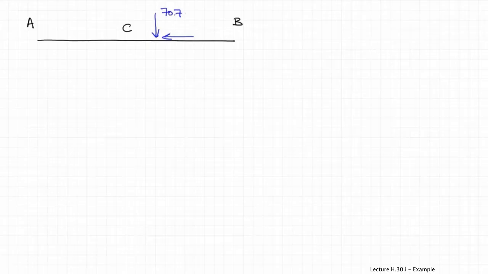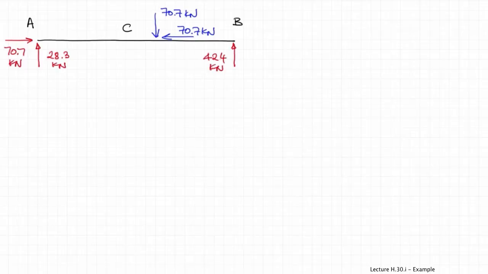Now, let me draw again the free body diagram of the beam, and I will replace the reaction forces with their actual values. As you can see, and the span, because we need that if we have to sum moments, for example, 6 meters, 4 meters.